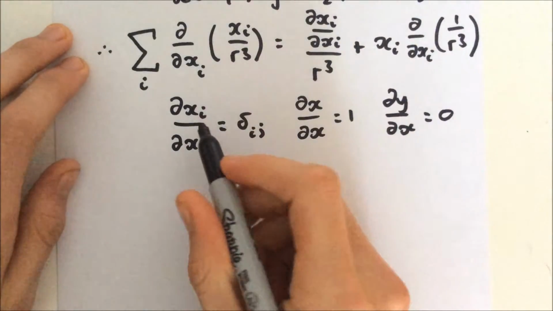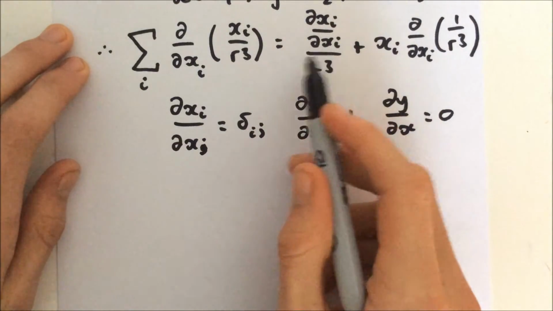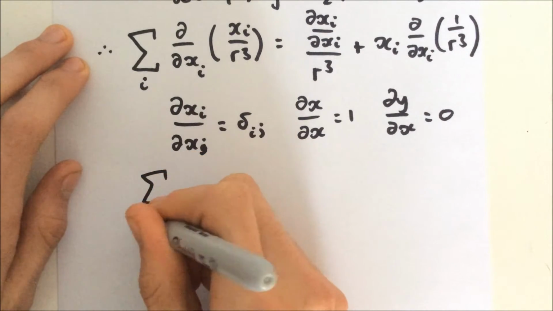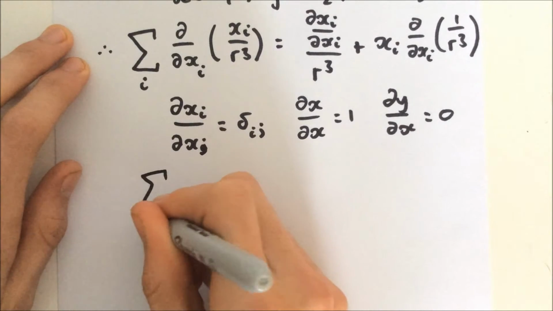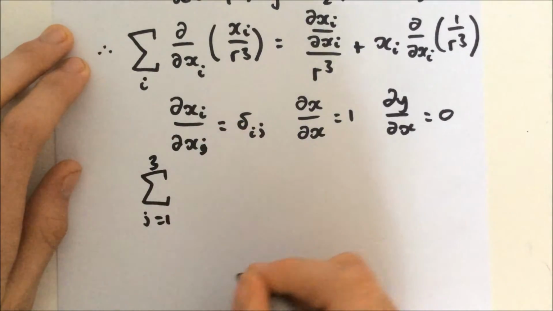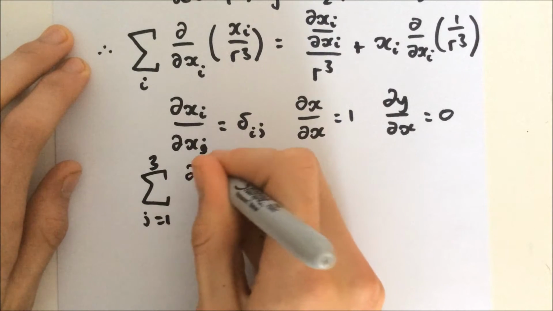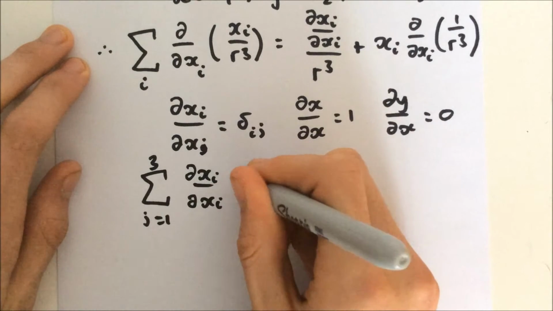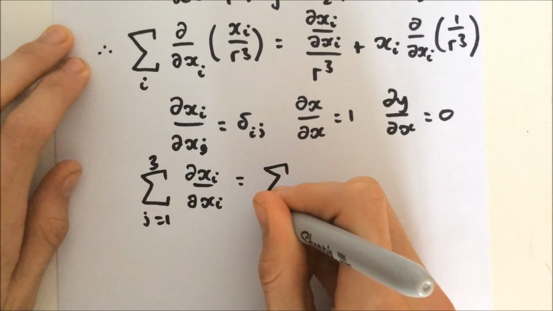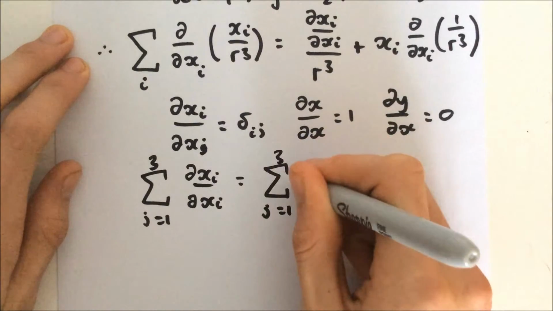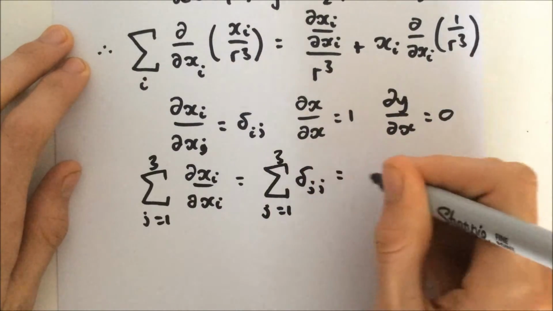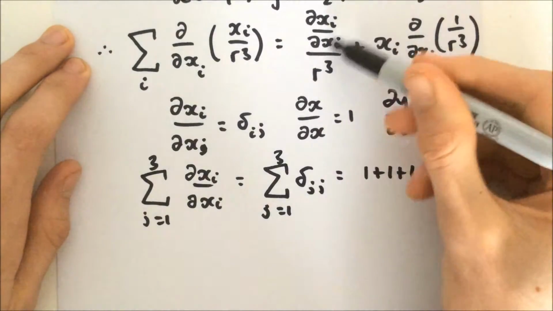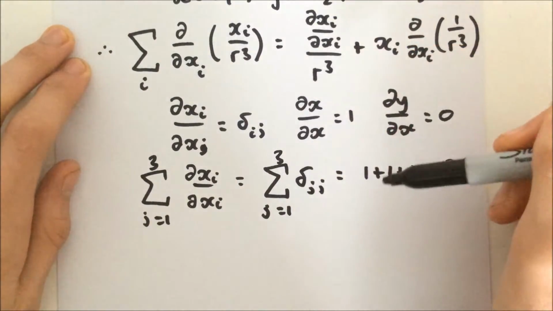So what is this then? xi, take the partial derivative with respect to xi. Well, we can sum over all our dimensions, i goes from 1 to 3, x, y, and z, of the partial derivative of xi with respect to xi, and that's just the sum of i equals 1 to 3 of delta ii. That is simply 1 plus 1 plus 1, which is 3. So this partial derivative here is 3, so we get 3 over r cubed.